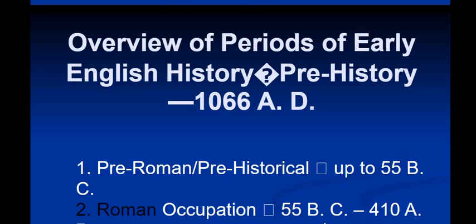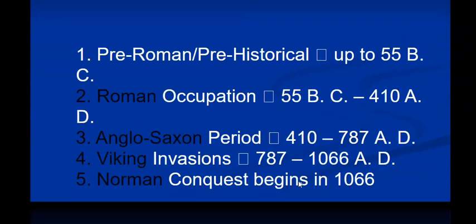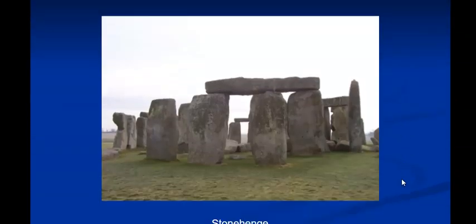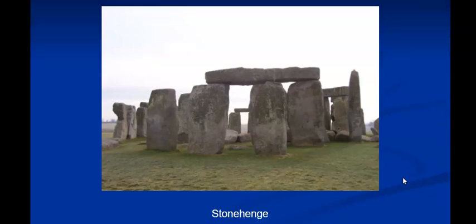In today's lesson, we are going to talk about Old English history, an overview of the periods of early English history. The first is prehistory, pre-Roman, up to 55 BC, and the second is the Roman occupation, 55 BC to 410 AD. The third is the Anglo-Saxon period, from 410 to 787 AD. The fourth is the Viking invasions, 787 to 1066 AD. The Norman conquest begins in 1066.